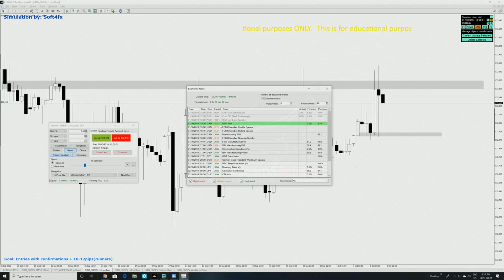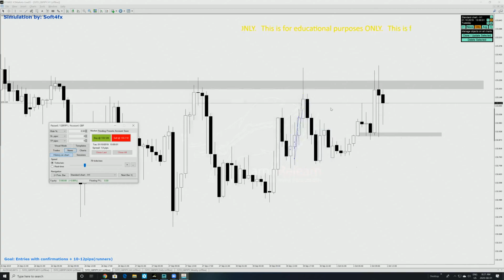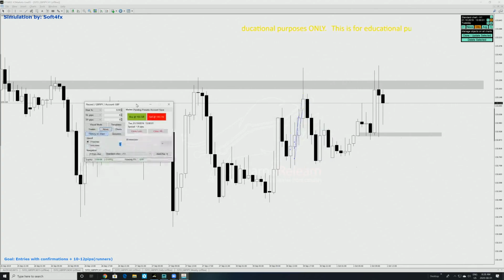We have CAD, USD, USD CAD. Yeah, we have no news here for the pound. How do you close partials on 3 positions and have 3 open? That's something you have to look at in the software.